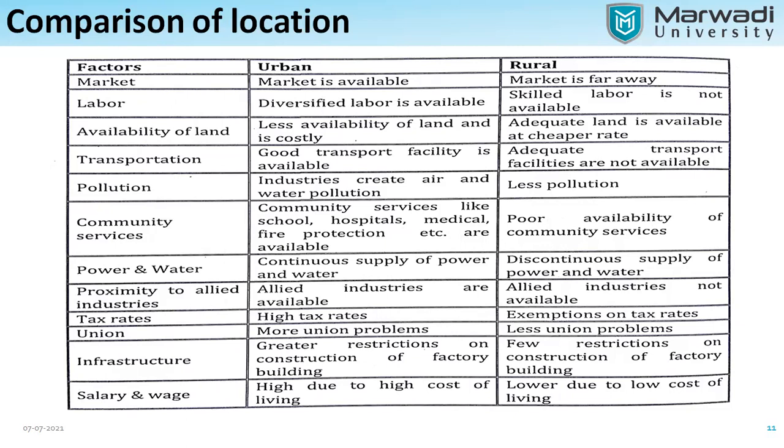Infrastructure की बात करें तो greater restrictions on construction of factory buildings. So you are having much more restriction on construction of factories that you are building in the urban area, while if you compare the rural area, few restrictions on construction of factory buildings will be there. If you compare salary and wage, it is high due to high cost of living in the urban area. Okay, while in the rural area, lower due to lower cost of living. These are the factors that you have to take into consideration for urban as well as rural.